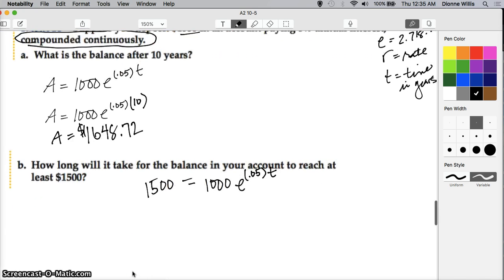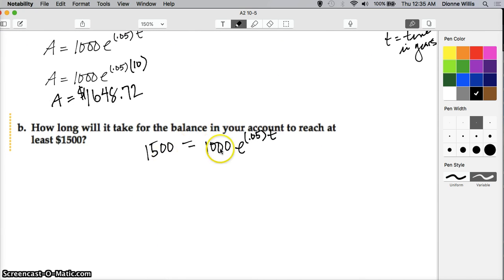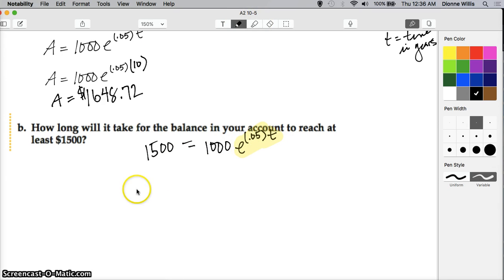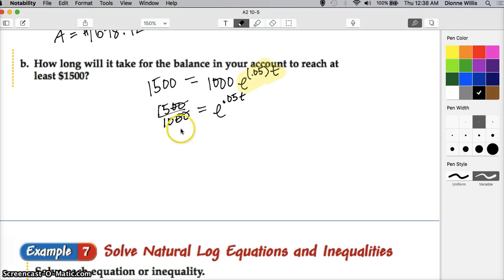So you know how to solve for this right now. We need to isolate this part of the problem. Let me highlight what I'm talking about. We need to isolate that by dividing both sides by 1,000. When I do that, we end up with 3/2 is equal to e to this power. And so we want to get that exponent out of there. We want to bring the exponent down. And so we need to kind of cancel out the e.